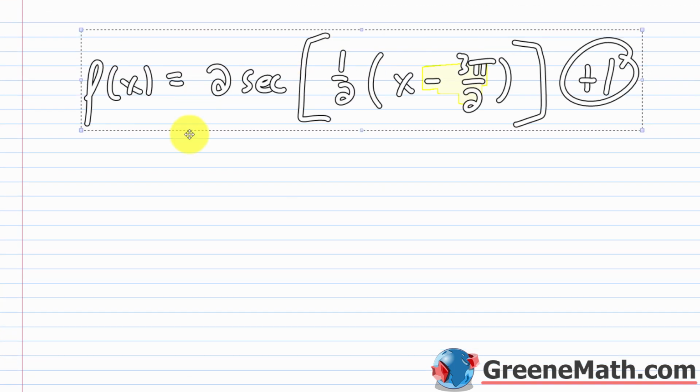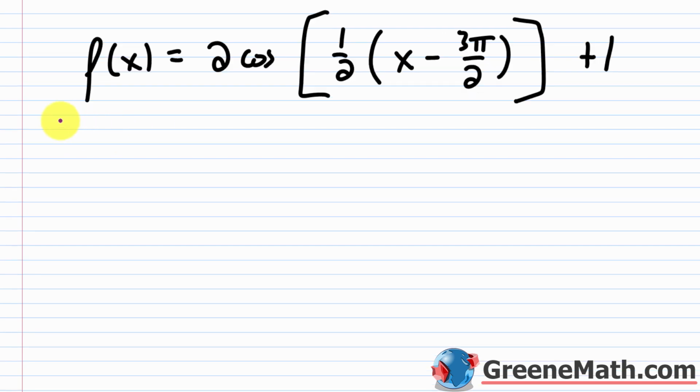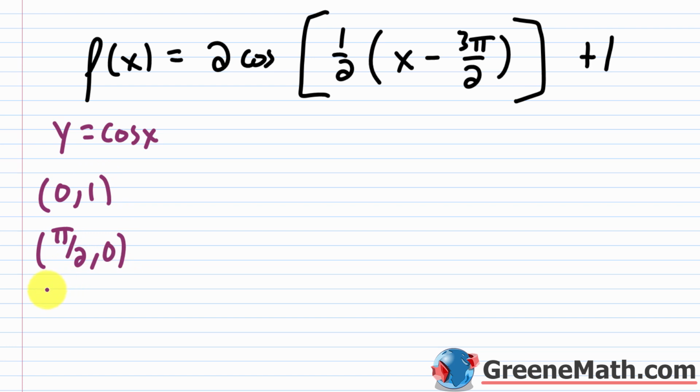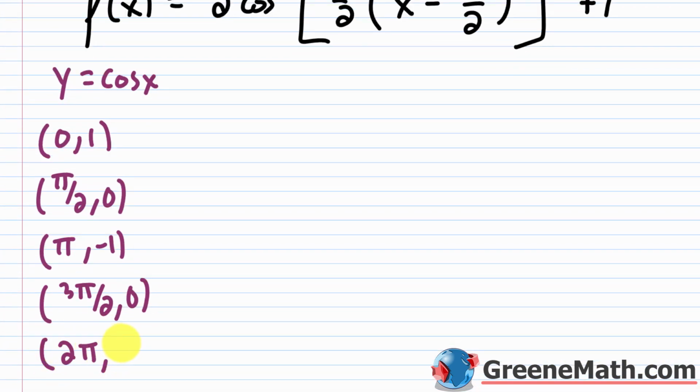Let me bring this over here and erase this and this. I'm going to erase the secant and just put in cosine. And again, I just write out the basic points so we have them. Y equals the cosine of x. We'll have the 0, 1. We'll have the pi over 2, 0. We'll have pi, negative 1. We have 3 pi over 2, 0. And then you have 2 pi, 1.